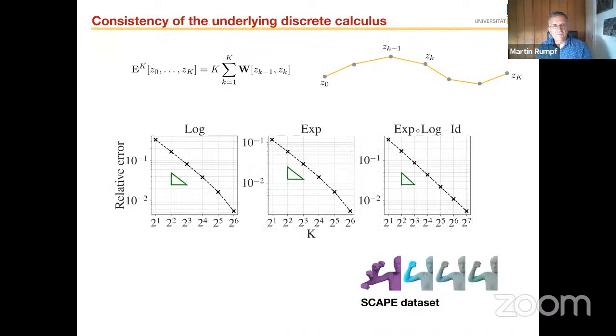Here you see in experiments that we get a first order consistency experimentally. Here is the relative error. Here are the number of points along the curves. Here is the error in the logarithm case, in the exponential map case, and in this combined case, and the triangles indicate first order convergence. And that has been performed on the SCAPE data set.